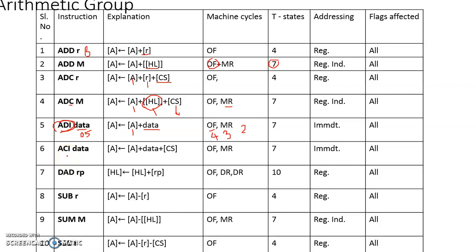Now the sixth one, ACI data. This asks the processor to add the content of the accumulator with the immediate data given as the second byte of the instruction, along with the content of the carry status flag, and place the result in the accumulator register. This is also a 2-byte instruction. ACI will be the first byte, and this is followed by the data that is to be added.